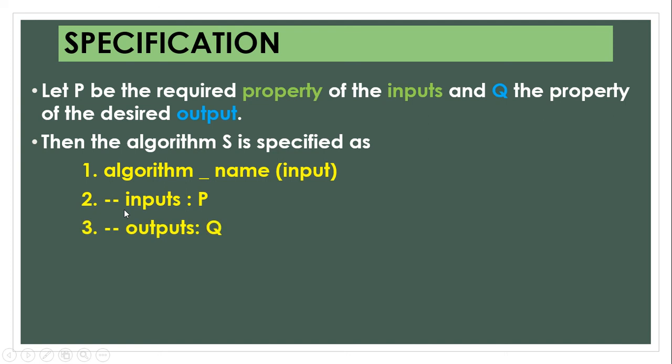The next statement is we have to give the output here. Okay, that is, we have to mention the property of the output here. So we have given a double hyphen and output. Q is nothing but the property of the desired output. So in a specification, first there must be the name. We have to mention the property of the input and we have to mention the property of the output here.